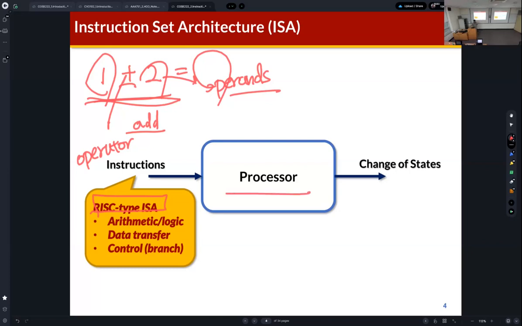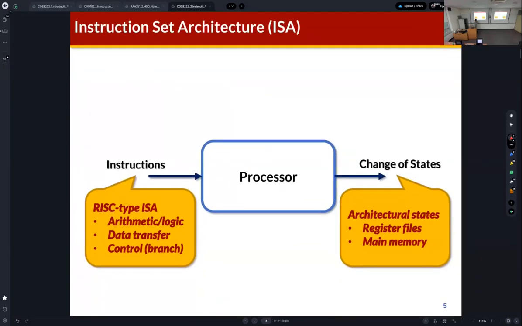A processor receives arithmetic instructions such as add instruction or sub instruction, or logical instructions like AND instruction. Also, we can give a data transfer instruction. We will learn about the data transfer instruction later. And we can also give other types of instructions to a processor. And the outputs of this process, I said, are the change of state.